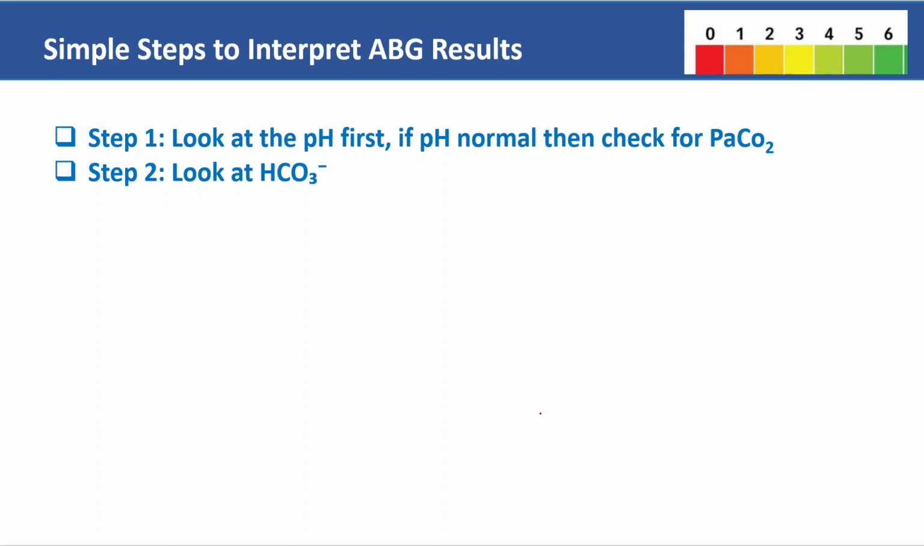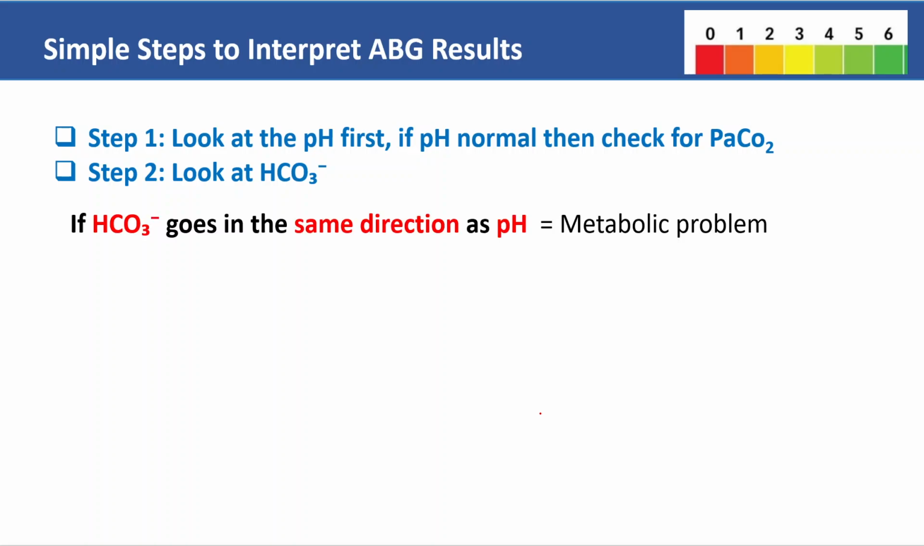So now look at the bicarbonate. If the bicarbonate goes in the same direction as pH, it means metabolic component. For example, if bicarbonate and pH are both increased, in the same direction, that is going to be metabolic. It may be increased or it may be decreased, but both are in the same direction. That is why we consider it as metabolic.